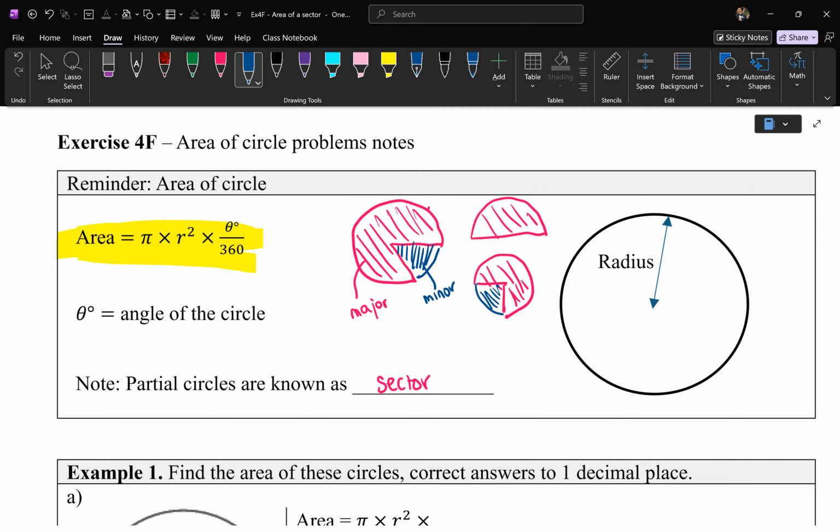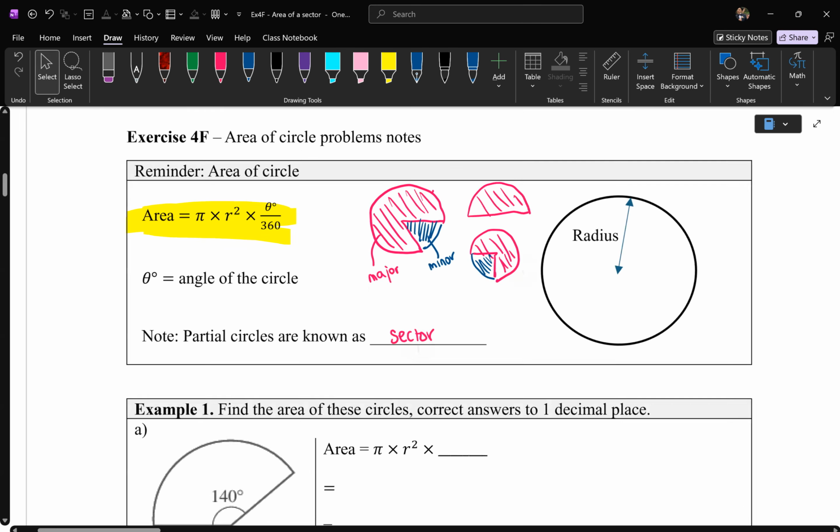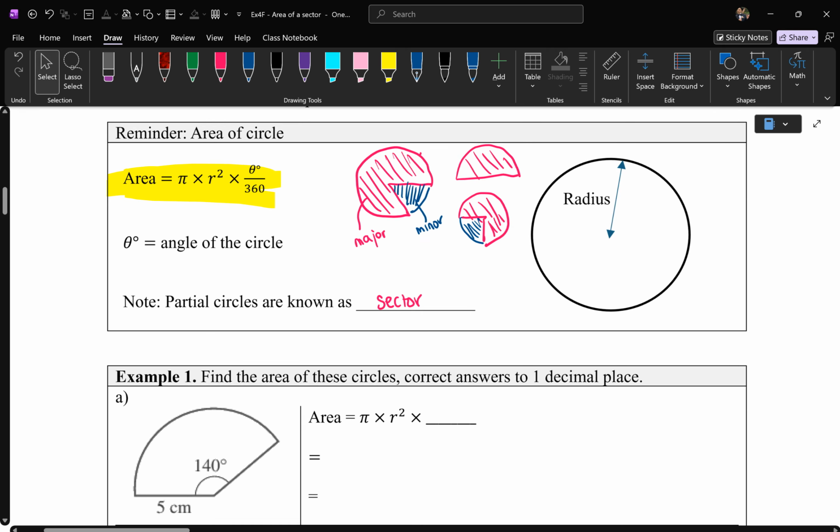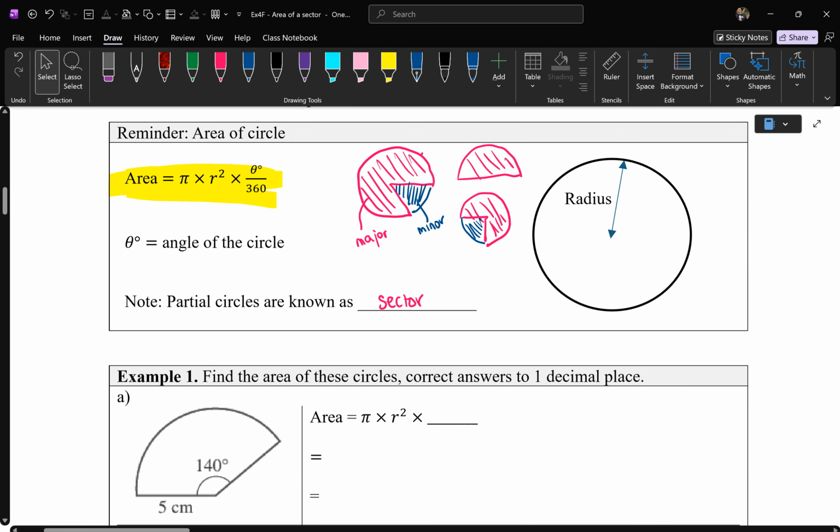Yeah? What happens when you have exactly equal? Well, we just say semicircle. So we don't call it sector per se, we just say semicircle. Yeah? All right, so that's for terminologies. In terms of doing, it's pretty much what we've been doing so far. Let's do the first example.